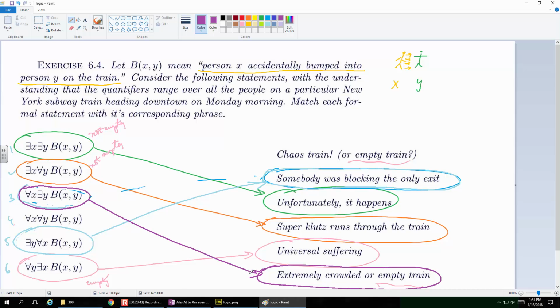Okay. In the meantime, this is chaos. This is really chaos. Of course, it could be empty. Okay.